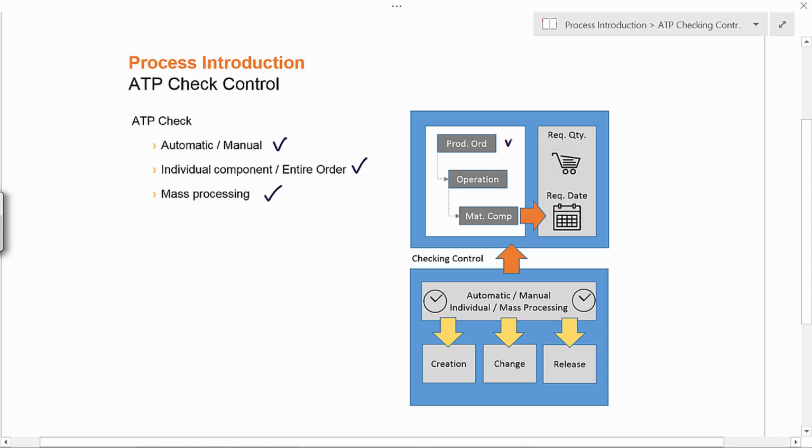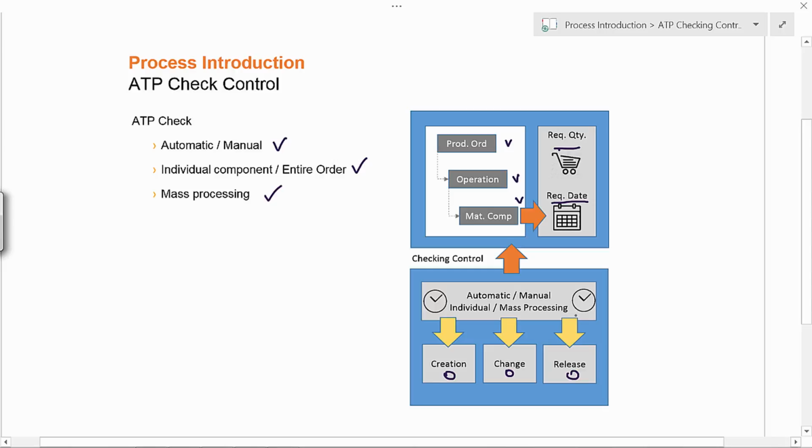You have a production order with multiple operations and the components assigned to the operations. And based on the order quantity, SAP will determine the required quantity and the required dates for your components. So far, it's nothing new. When and how the ATP check is carried out will be controlled via the ATP checking control. You can customize different behaviors for the creation, for the change, or for the release stages of the production order. Let me give you some examples.